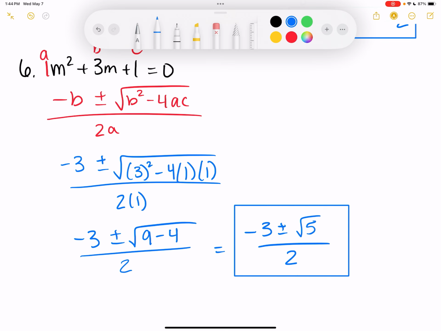Now again, your book is going to put your answers in terms of decimals. We're good to just leave it here because it's not a perfect square.